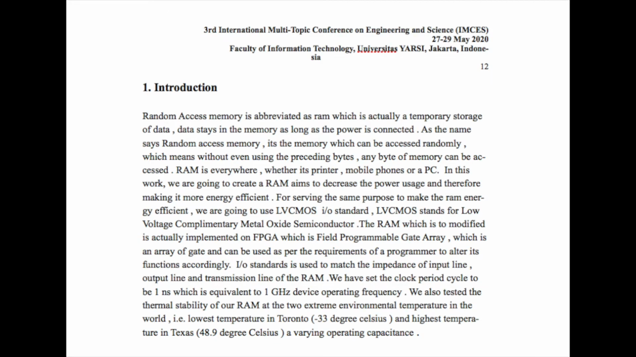Getting started with RAM, or say random access memory, it is used to store and retrieve temporary data which is required frequently by our machine. It's faster than any hard disk or long-term storage devices. Speed is one of the factors for a good RAM, but we don't want the machine our RAM is deployed in to eat too much power. So here we do the power analysis and we are testing thermal stability as well at extreme temperatures.